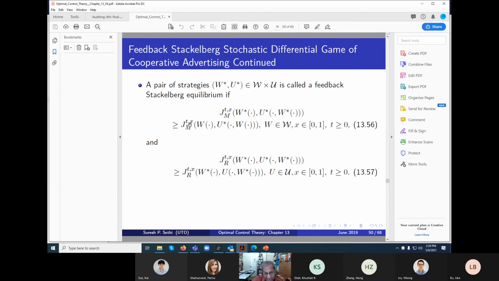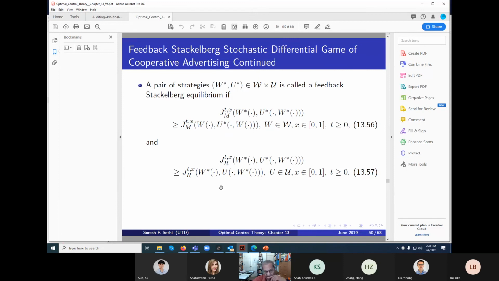And now we're saying that this is bigger than that for any W. That means if the leader changes his strategy, he loses. That's one inequality. If the leader changes strategy, whereas the follower continues to the optimal response, then the leader loses.